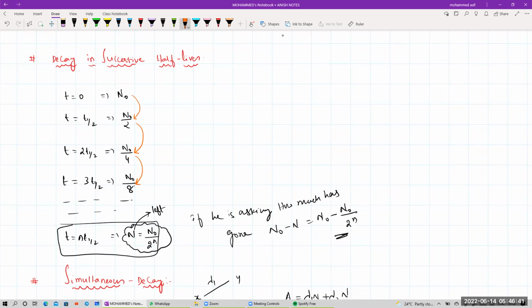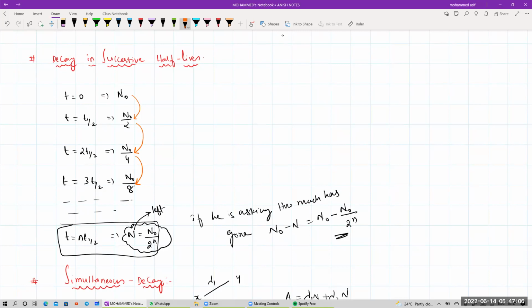एंड वैसे ही चलते चलते गया तो एट टाइम t is equals to n times of t half, n value will become how much, n naught by 2 power n. है कि नहीं? Yes, sir. यानी ये जो आया अपने को n, दिस इज कॉल्ड एज व्हाट? लेफ्ट. यानी कितना लेफ्ट रह गया? t is equals to n times of हाफ लाइफ के पास कितना लेफ्ट हो गया, ये निकालने के लिए अपन क्या फॉर्मूला यूज करते हैं? n is equals to n naught divided by 2 power n.